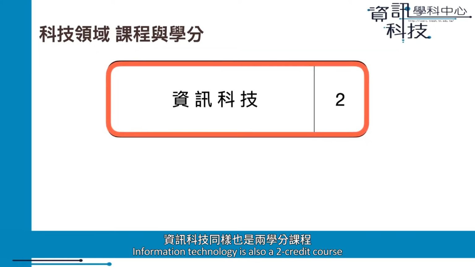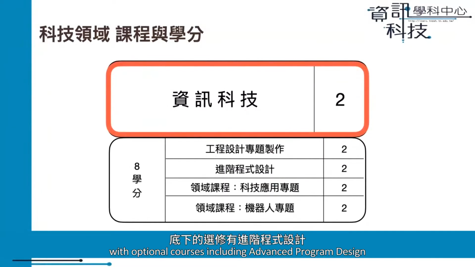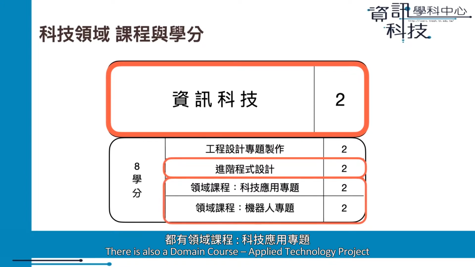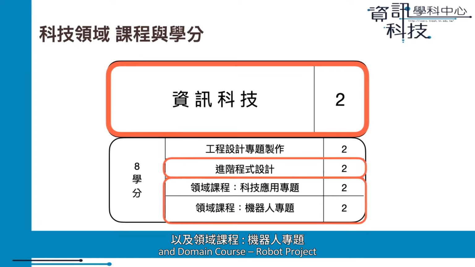Information Technology is also a 2-credit course, with optional courses including Advanced Program Design, and just the same as Living Technology, there is also a Domain Course Applied Technology Project and Domain Course Robot Project. These are also 2-credit optional courses.